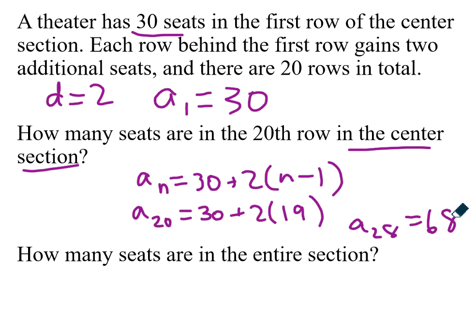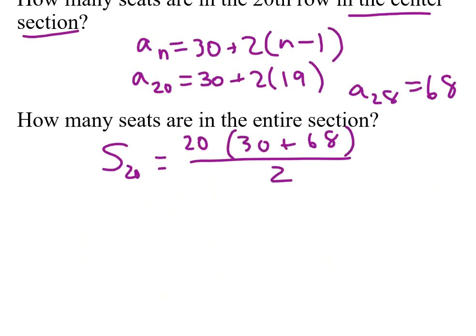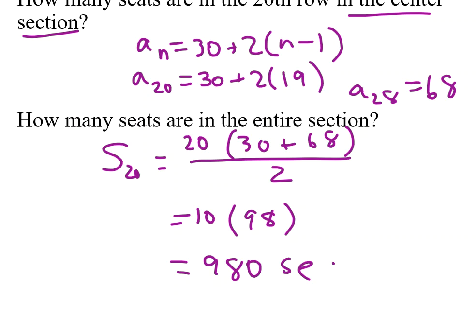Now, how many seats are in the entire section? That's the sum of the first 20 terms, or the first 20 rows. It would be 20 terms. The first row has 30. The last row we just figured out had 68. And I have it over 2. Since 20 is divisible by 2, I'm just going to go straight to 10 there to make my problem easier. 30 plus 68 is 98. Times 10 is 980. There's 980 seats in the section.